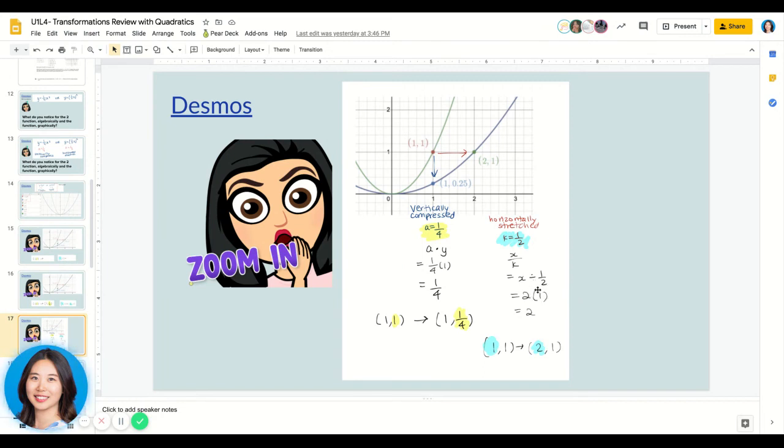So when you do 1 times 2, that is equal to 2. And so what you can remember is that when you have an a value, you're going to do a times the y because it's the y value that is changing. When you're going to do a horizontal stretch or compression, you're going to do the x divided by k, and that's how you get your new value.